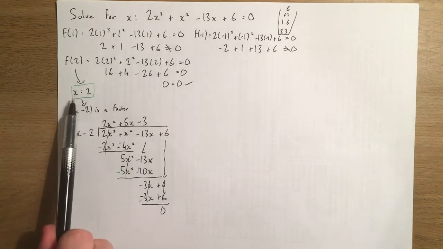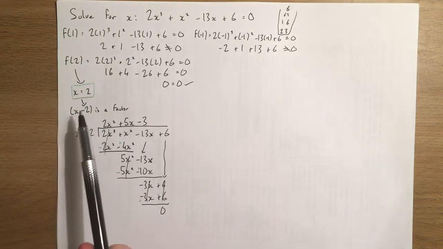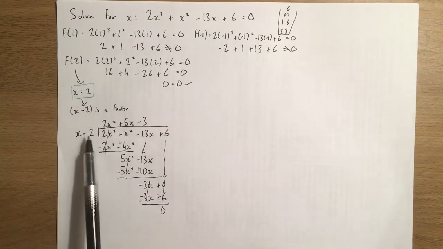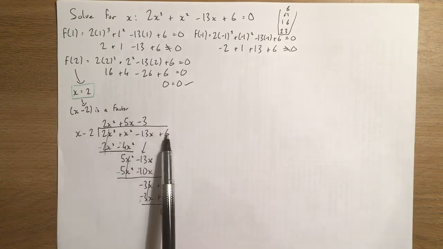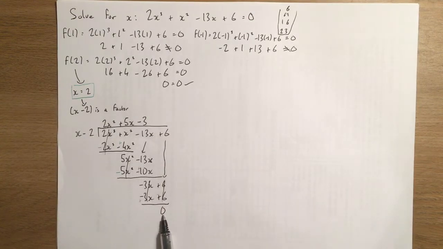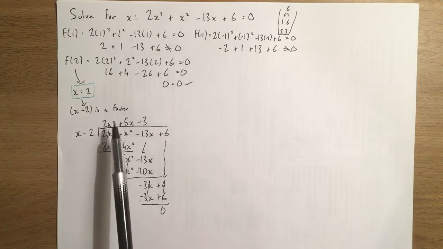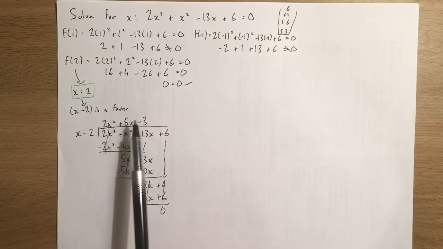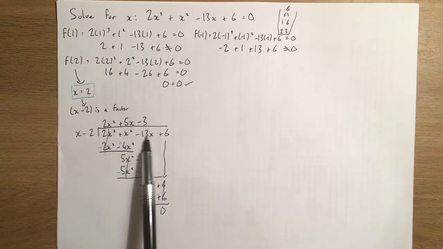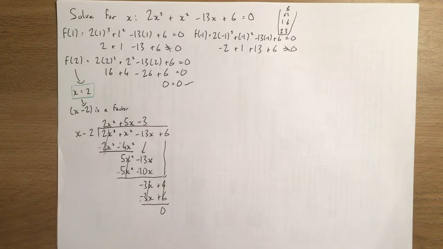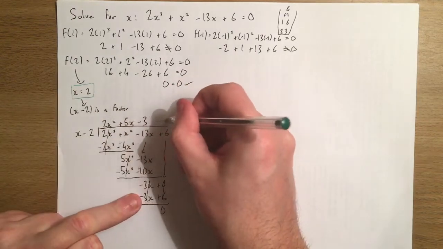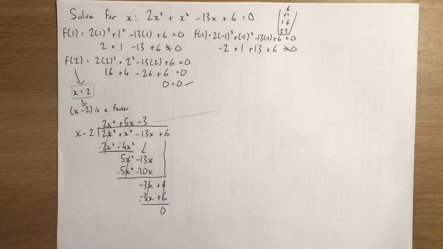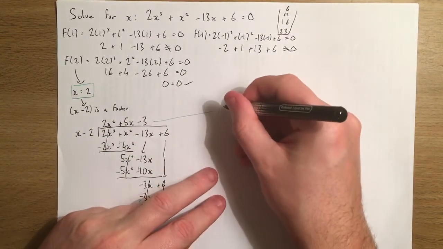Okay, so I know already that x is equal to 2 as a root. So x minus 2 is definitely a factor. So when I divide it in, I should get 0 as a remainder. Okay, 2x squared plus 5x minus 3 is also a factor of this, and it's a quadratic, so I'm able to factorize it to get to linear factors. So what I'm going to do is take this over here and factorize it and then solve it.